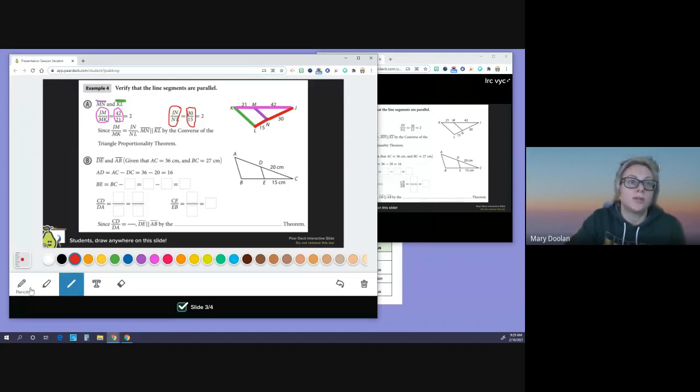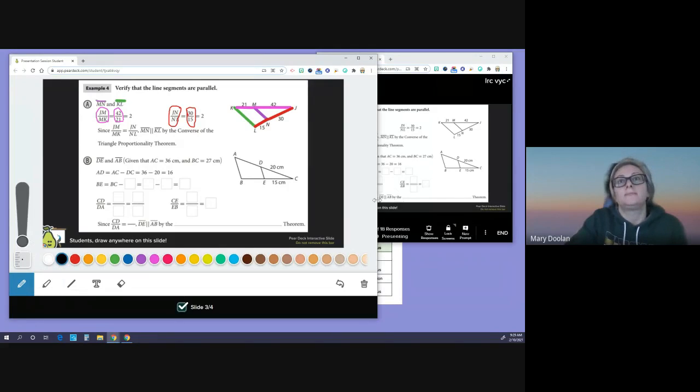And if you wanted to add that to your picture, like I showed you in the warm-up, you would put these arrows like this, and that shows that these two line segments are in fact parallel.